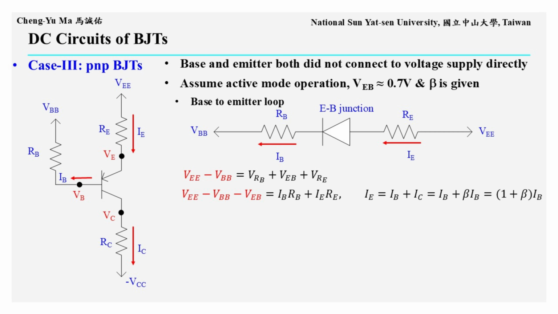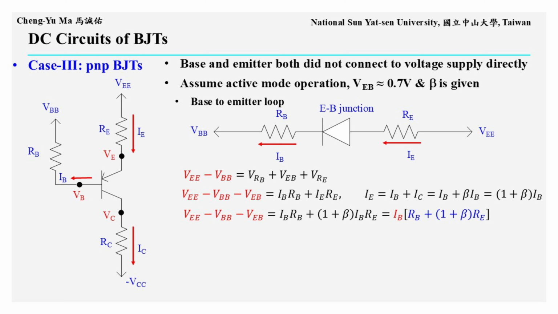After rearranging, the voltage available across the two resistors is VEE minus VBB minus VEB. This equals IB times RB plus IE times RE. Since IE equals IB plus IC, and in active mode IC equals beta times IB, we get IE equals 1 plus beta times IB. Again, this beta relationship is valid only in active mode. Substituting IE equals 1 plus beta times IB gives VEE minus VBB minus VEB equals IB times RB plus 1 plus beta times IB times RE.